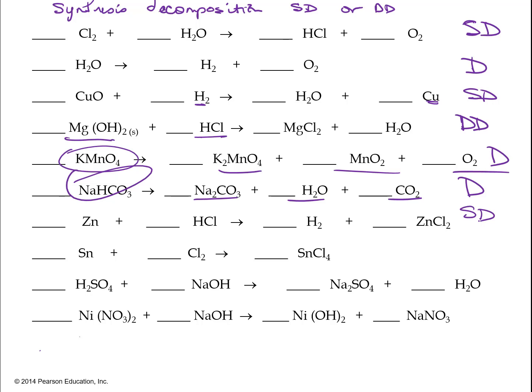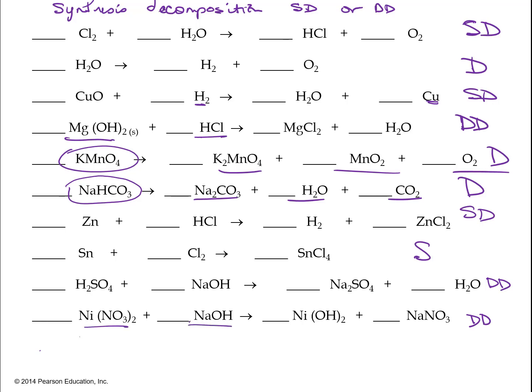Whereas if you have Sn plus Cl2 makes SnCl3 or Cl4. So notice I have 2 reactants, only 1 product, so this is synthesis. Right, so this is going to be a synthesis reaction. And both of the last 2 are what? They're both doubles. So they're both double displacement.